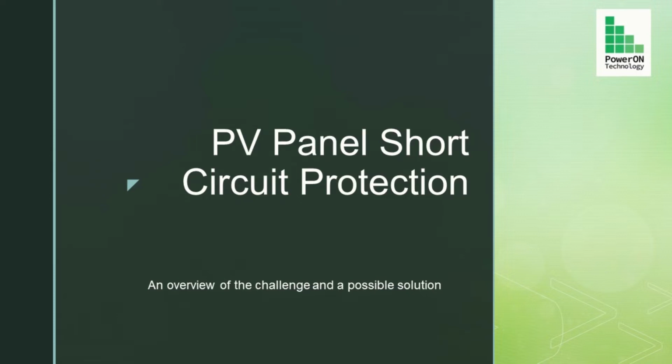A further complication with PV installations is the high DC voltages. 1000 volt DC is commonly used, and there is a drive toward 1500 volt. This in itself is quite a challenge for fuse protection.